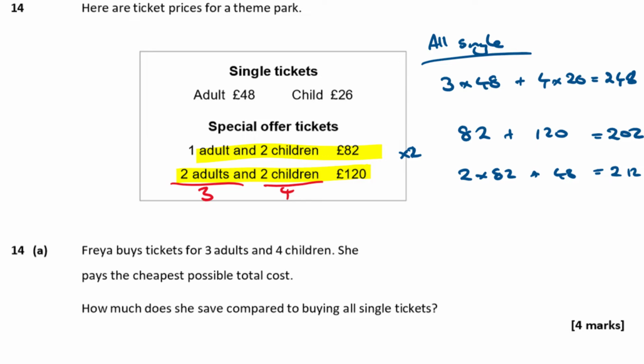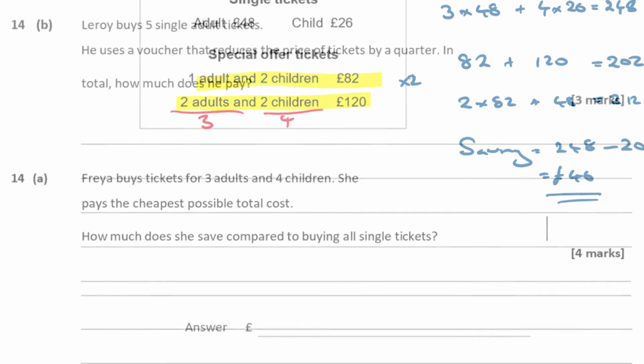Okay, and now how much do you save? Saving is going to be 248 minus 202 then, isn't it? Okay, so that comes to £46 saved. Okay, still, it's a shed load of money.